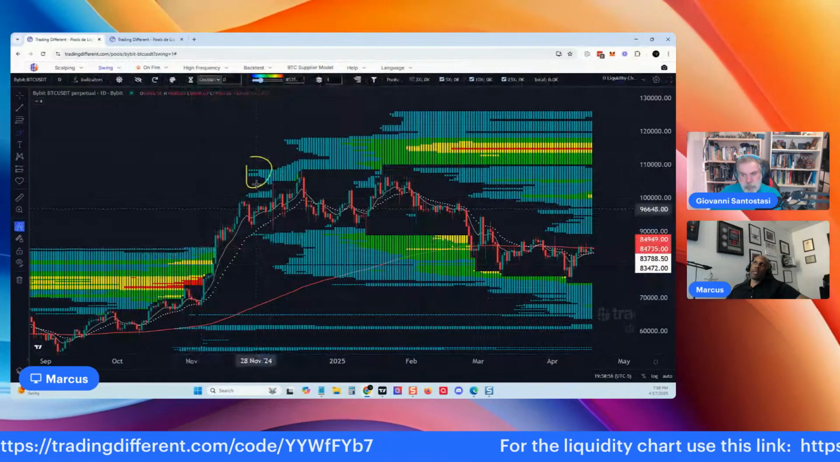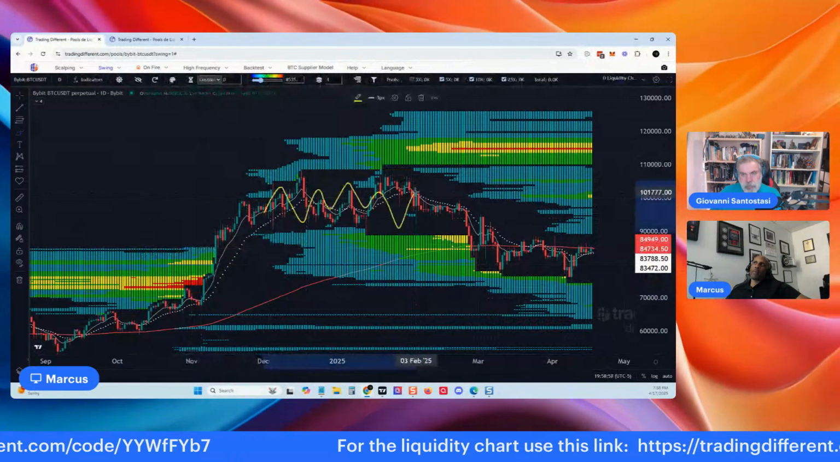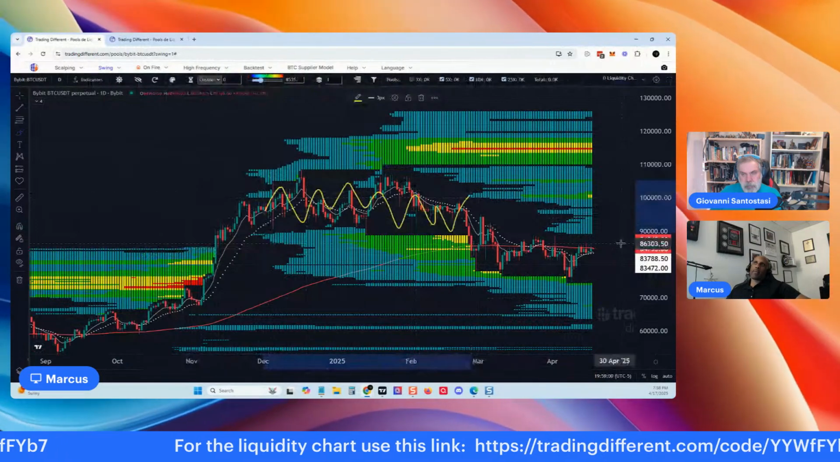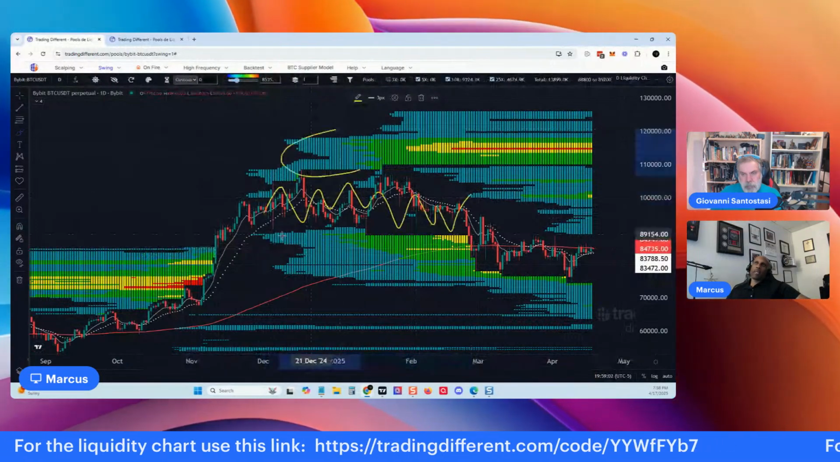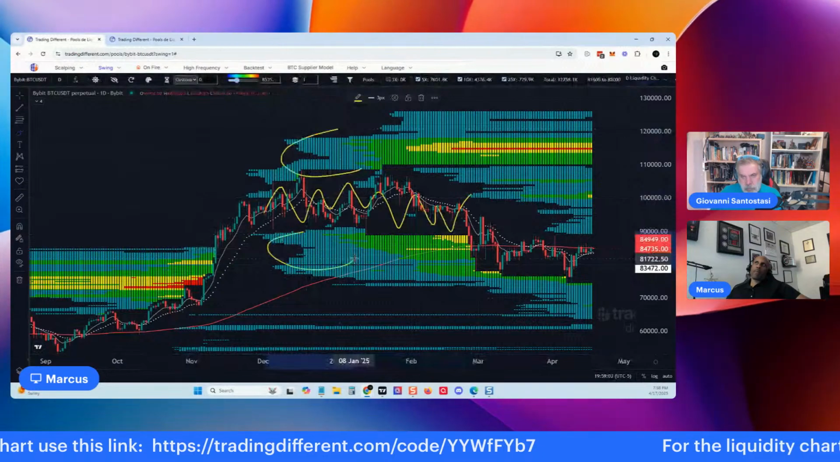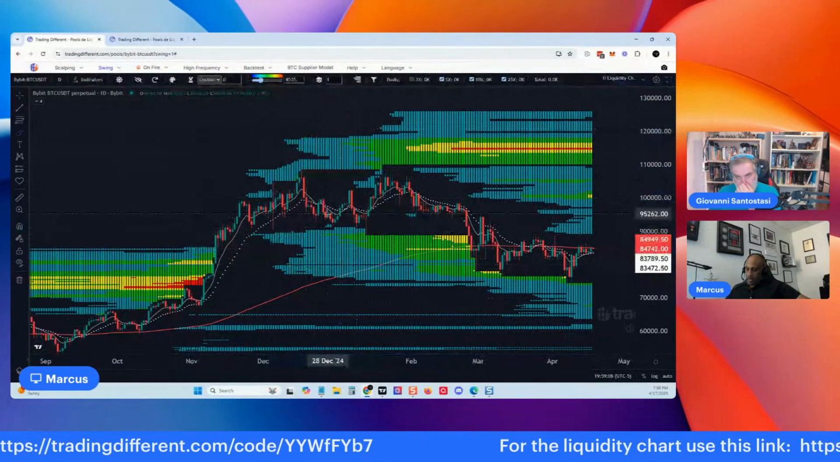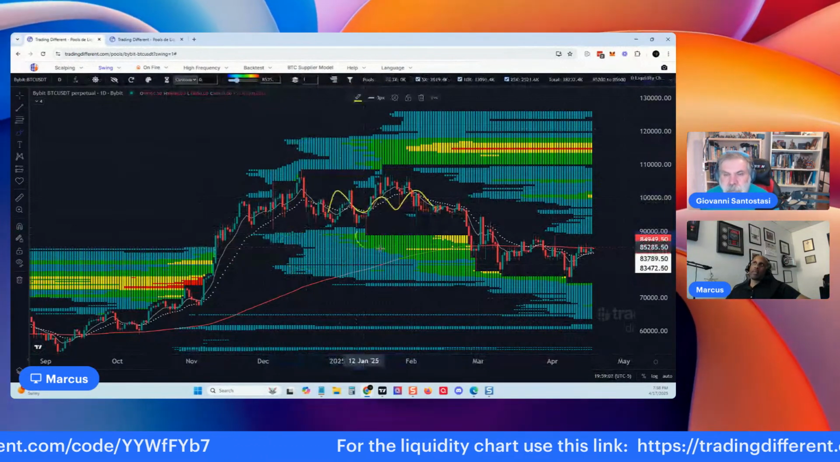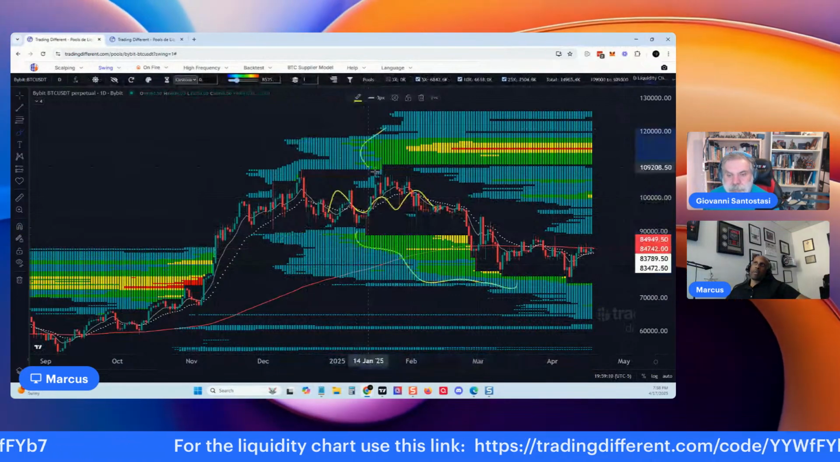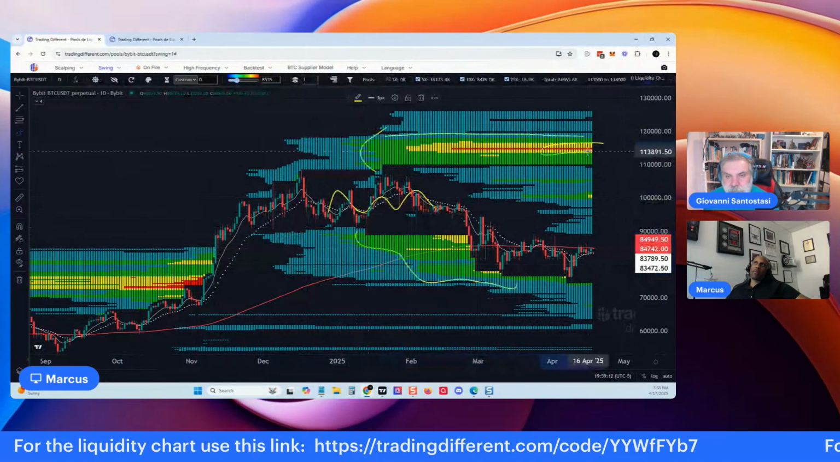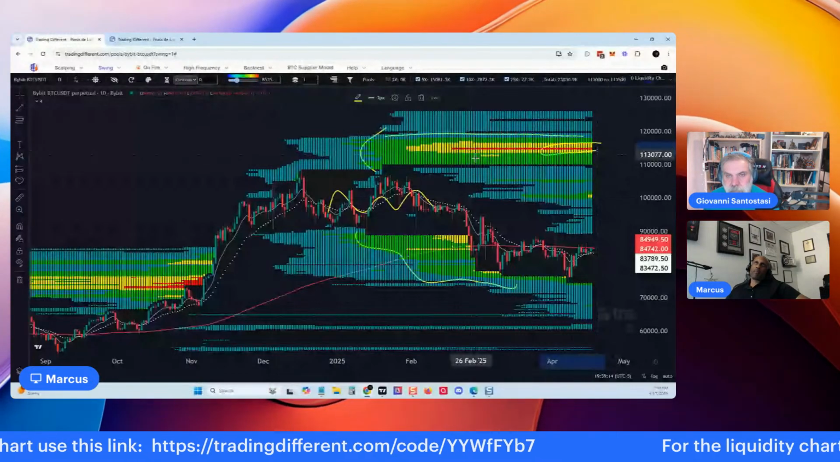So over time, the price action gets in a tight range and it starts to form new liquidity. That's what happens. So the more it ranges like this, the liquidity builds and builds and builds over time. These red areas are high intensity. The green is more intense than the light blue.